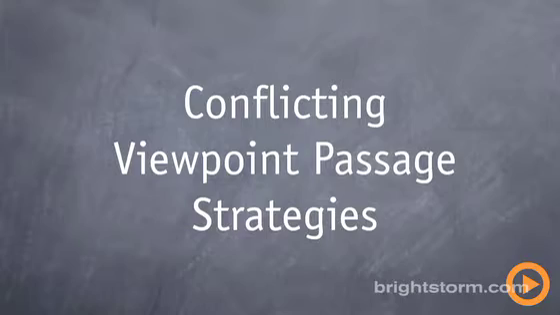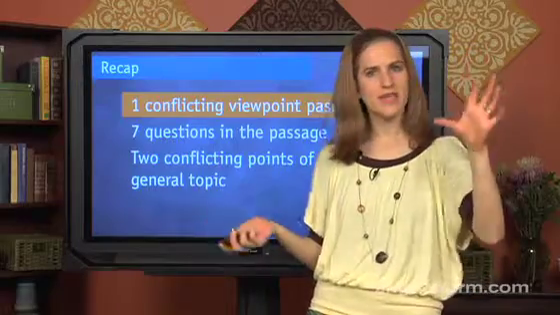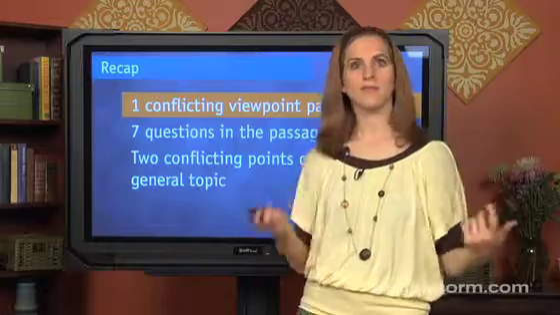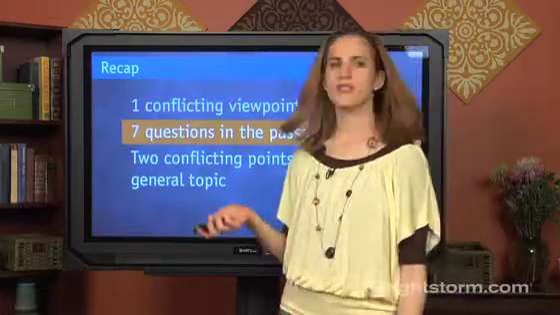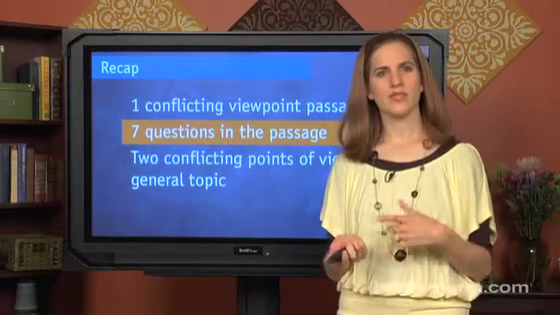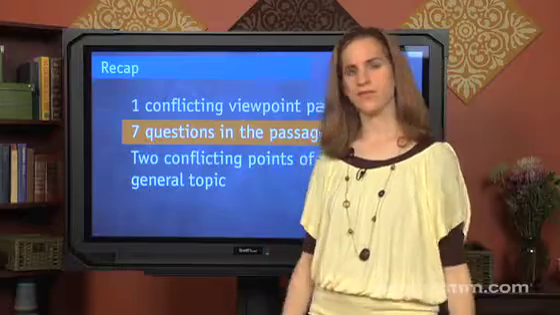Let's recap and talk about what a conflicting viewpoints passage looks like. Well, you're going to have only one of them. So remember, you have your 3 data representation, your 3 research summary, and your 1 conflicting viewpoints, all mixed up together. You're going to have 7 questions on the conflicting viewpoints passage, so you really want to do well in this passage, because with this one passage, you can get 7 out of the 40 questions.